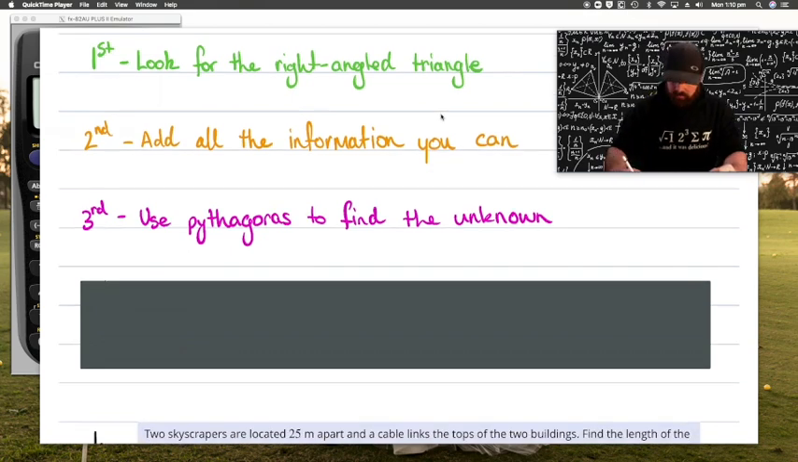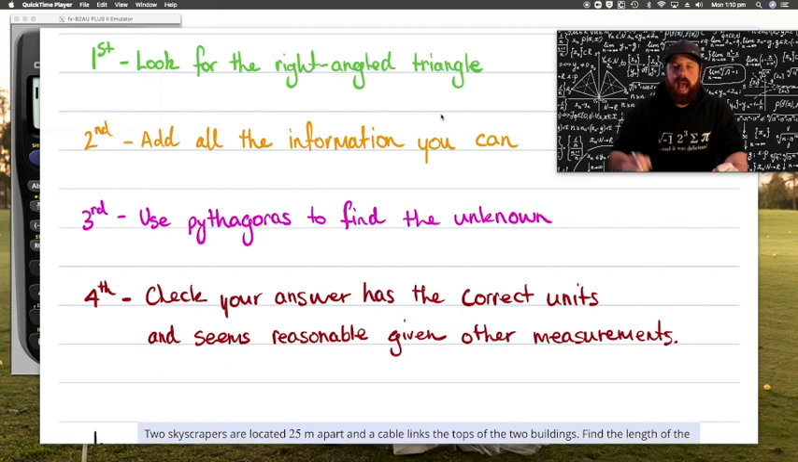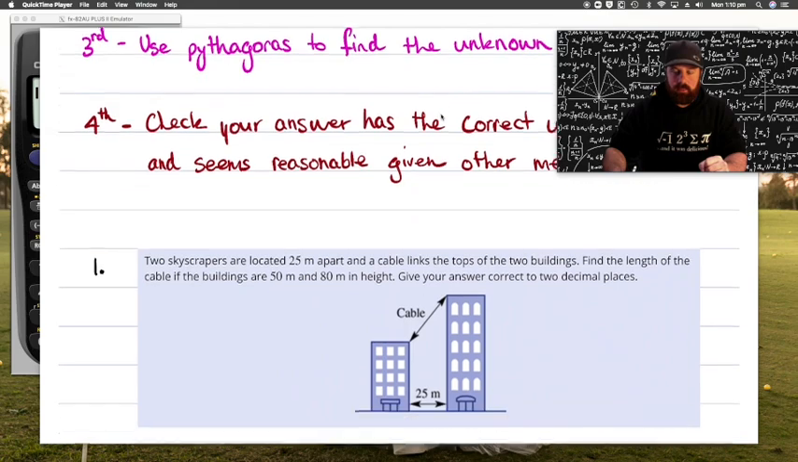And then finally, check your answer has the correct units. Most of the time when we ask you these questions, something is X meters away or so many centimeters tall, and make sure that our answer seems reasonable. If you get a flagpole that's 250 meters tall, there's a chance you might have forgotten to do the square root as part of your answer. So, does it seem reasonable? Does it make sense that something can be that tall, that long, whatever it is? All right, so let's go ahead and look at some examples here.